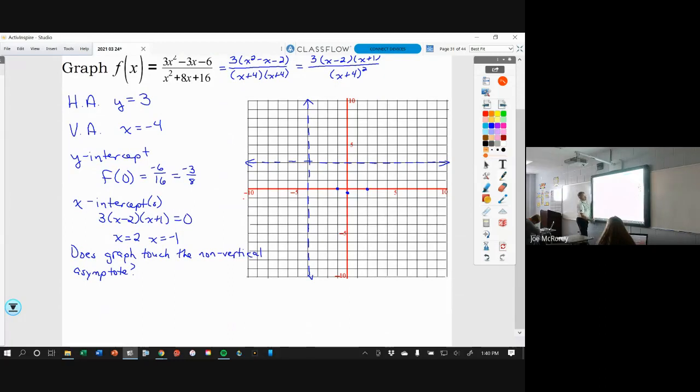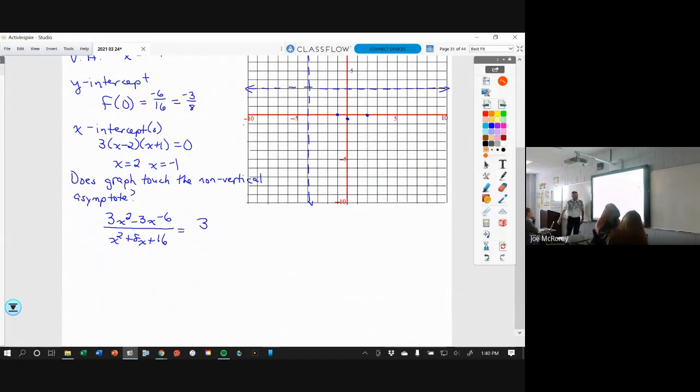Is it possible for (3x squared minus 3x minus 6) divided by (x squared plus 8x plus 16) to equal 3? The easiest way to do this is to make it look like a proportion. So I will put that 3 over a 1.